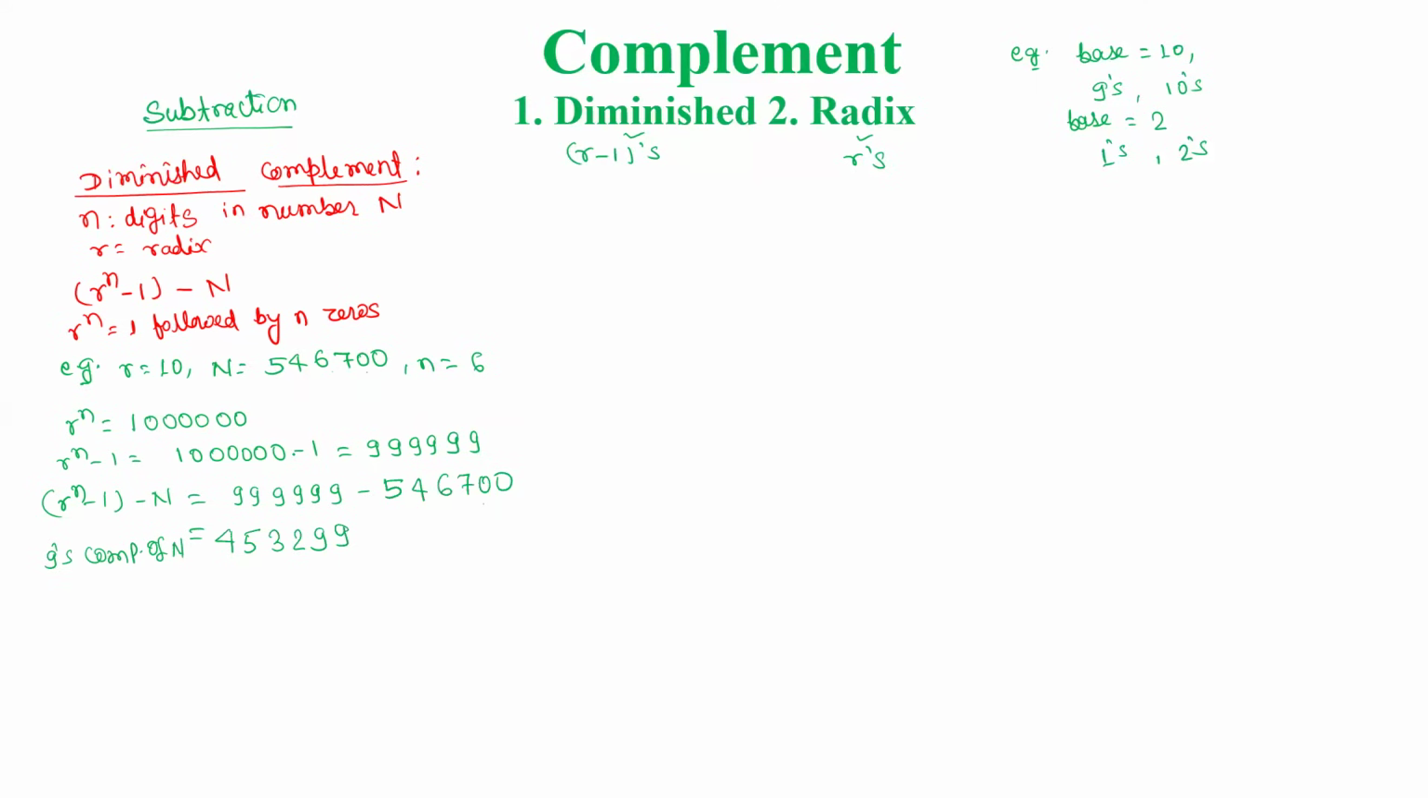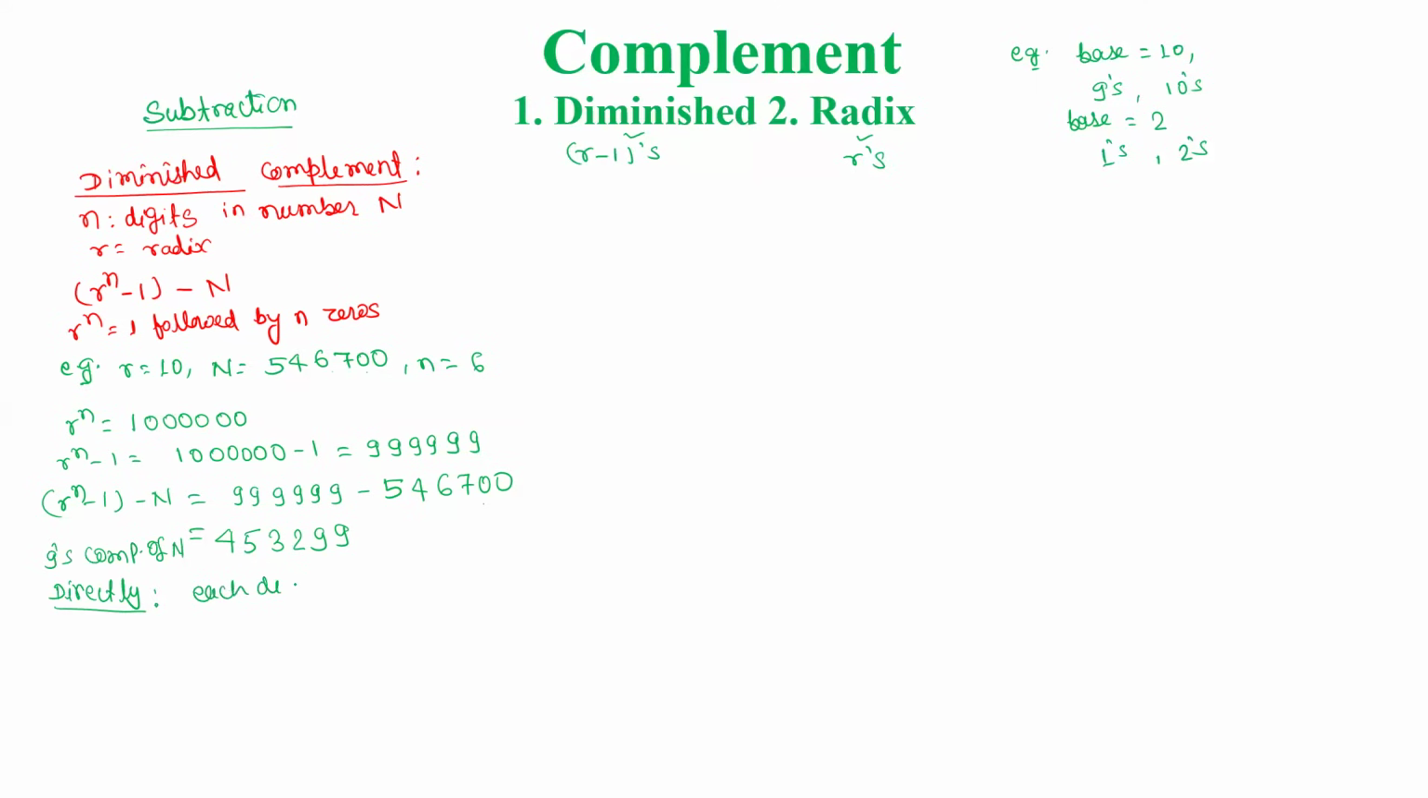So this is what you have seen. This is the way the algorithm works. But we can also obtain this diminished complement directly. In case of decimal, what we are going to do? In case of decimal, each digit is subtracted from 9.